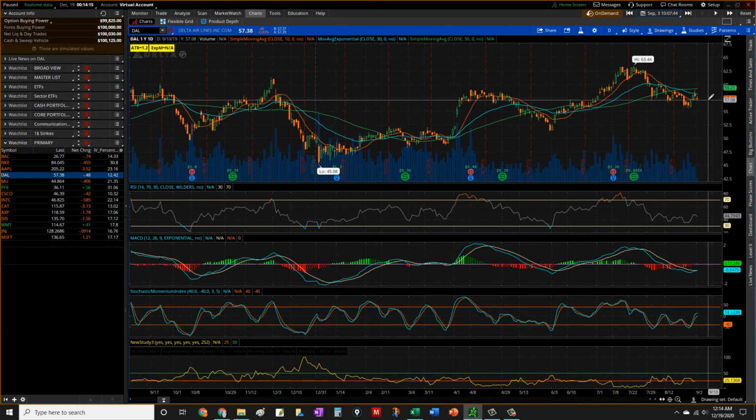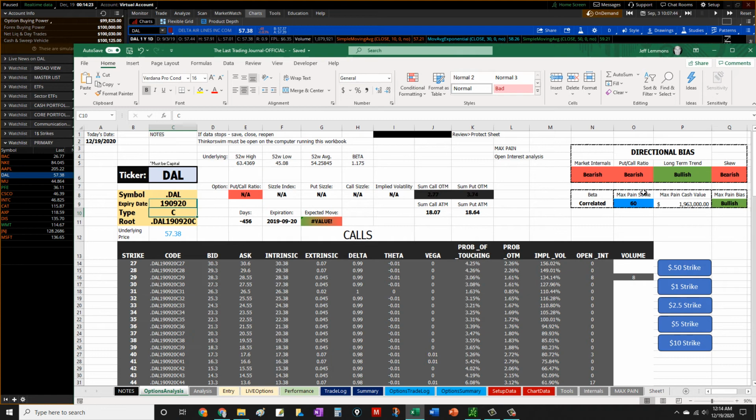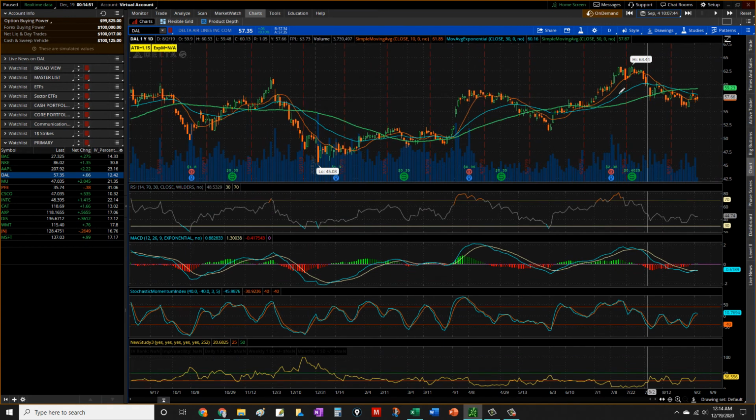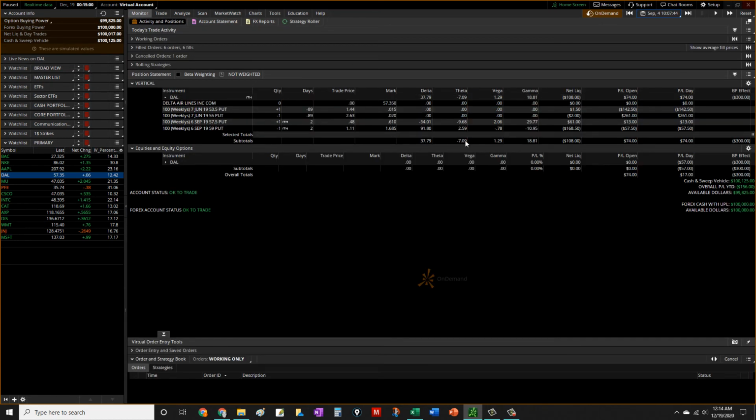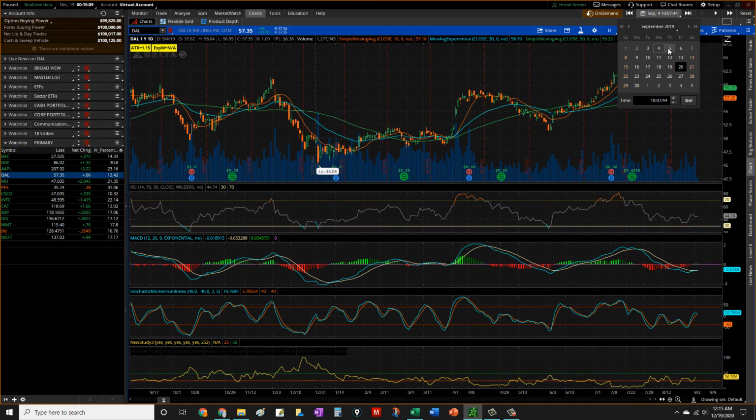All right, unfortunately price moved against us. Taking a look at the spreadsheet, data's still good. Max pain still 60, long-term bullish, max pain bullish. All right, again, didn't go in our favor. You can see our profit and loss there is showing the same. It's just difficult to see from here, but you can see we're down by about $40 or so, and that is indicated there.